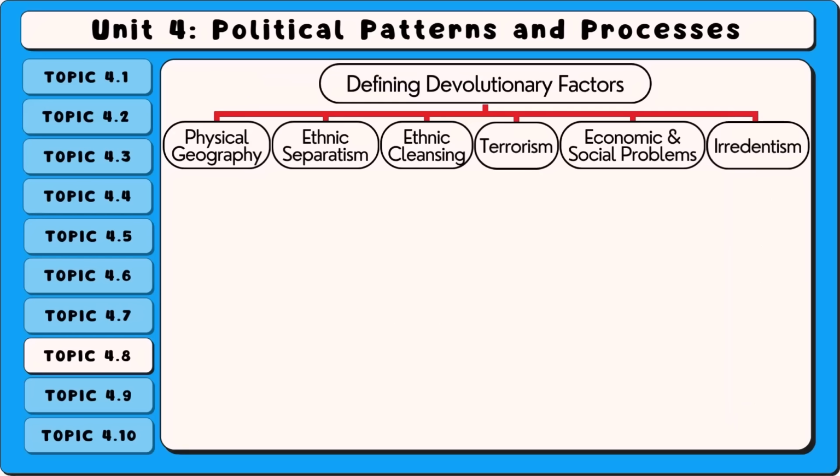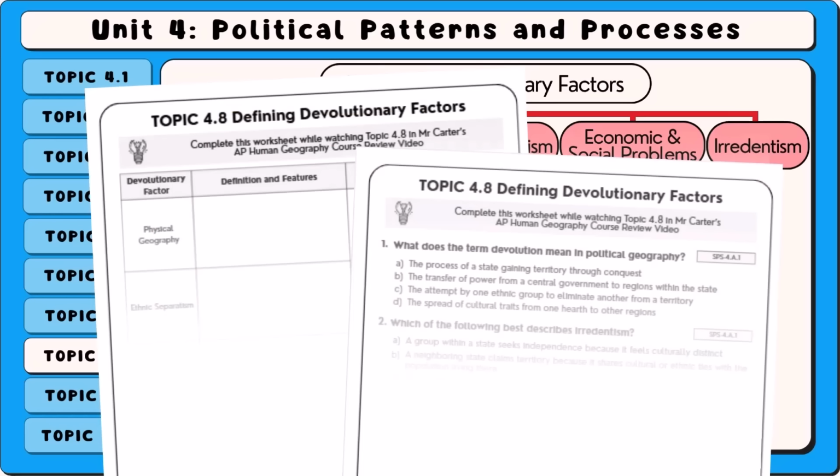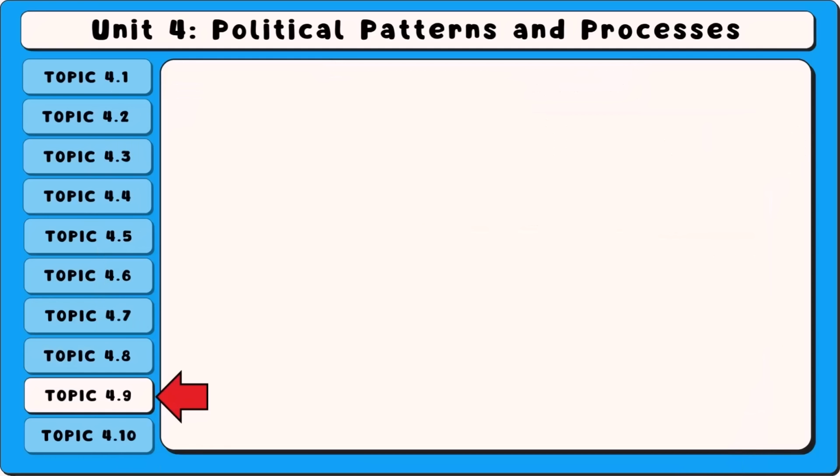Okay, that's it for devolution. You're going to need to remember these 6 concepts and how they can cause devolution. They may come up in the exam. If you're following along with the study guide, I provided a table and interactive questions for you to fill out to help reinforce these terms in your memory. Before moving on, check your answers to those questions and compare your table to the completed sample table in the answer key. And then we'll start with topic 4.9.